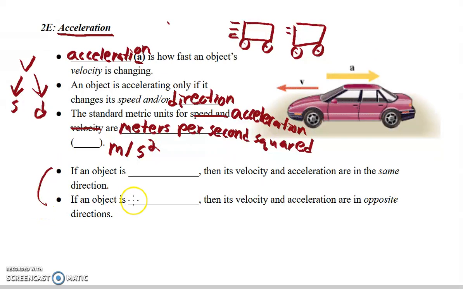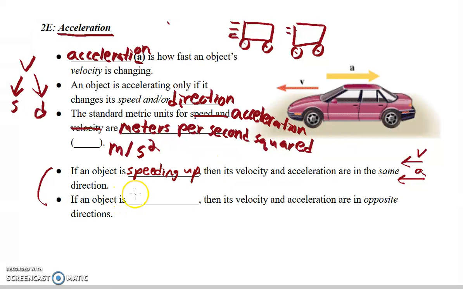Last thing to keep in mind is the relationship between velocity and acceleration, and what that means for the object depending on what direction they're going in. If we have an object that is speeding up, then the velocity and acceleration are in the same direction. If an object is moving to the left, and its acceleration is also to the left, that's speeding up, because the velocity is changing in that same direction, so it's going to tend to speed up.